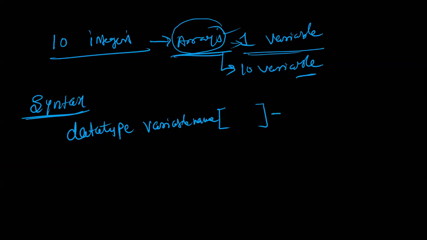Is equal to new. New is an operator, because we are creating a new data type. So new is the operator to create new data types or new objects. So new, next here data type, and here we declare the size. Size is how many locations you want to allocate. As many as you want, you can allocate.